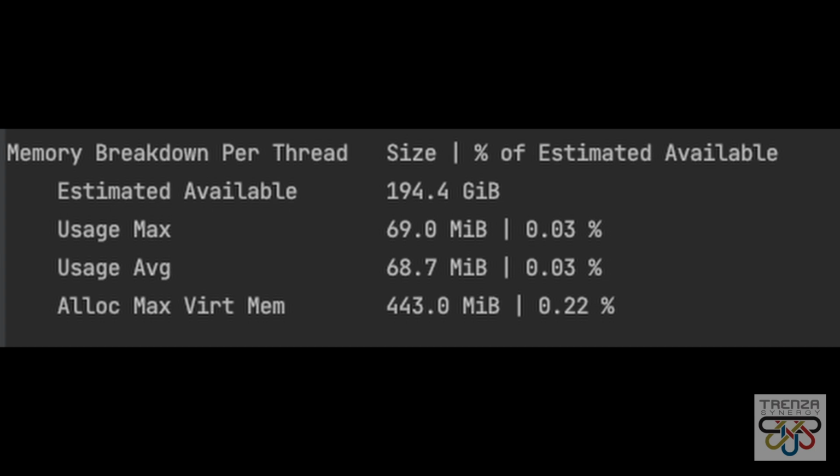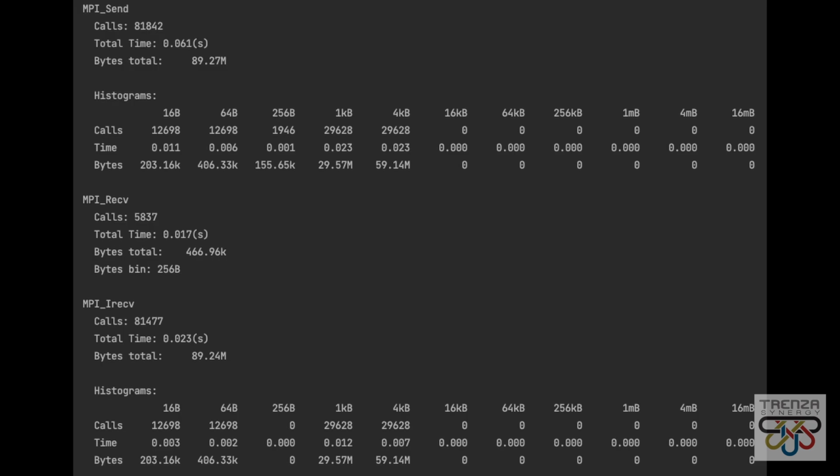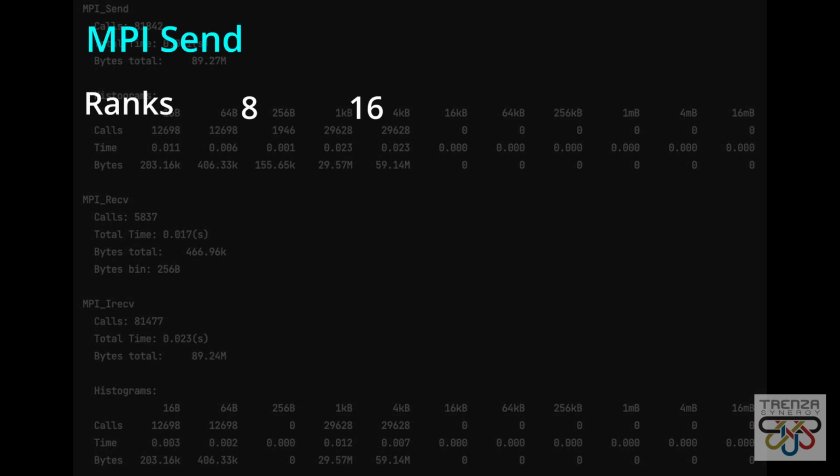Now let's take a look at the same application run on the same cluster, but this time with 16 ranks. First, let's look at the number of calls to our point-to-point functions and compare them with our results with 8 ranks. The number of MPI send calls went up from just under 65,000 to a little fewer than 82,000 calls. We know the number of MPI receive calls is roughly the same, so although the number of ranks doubled, the number of point-to-point calls did not.